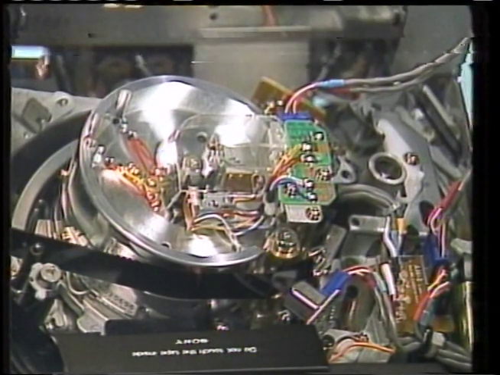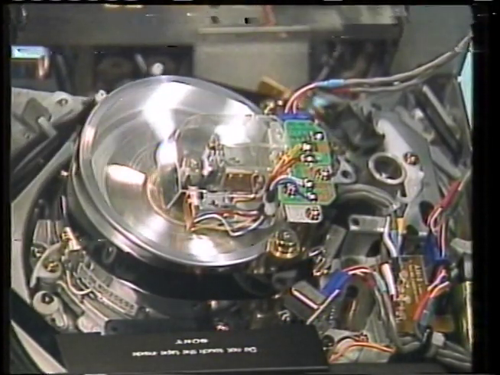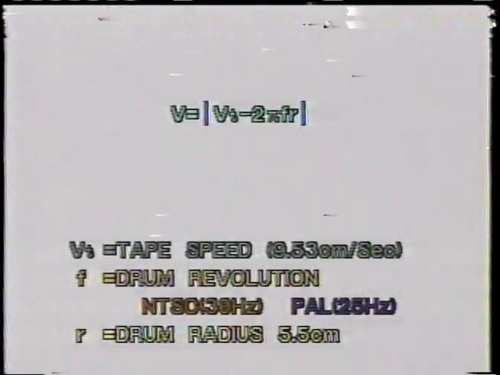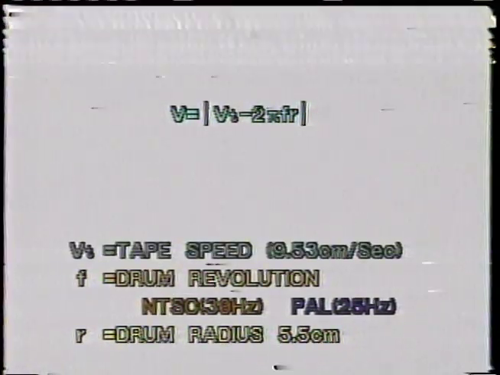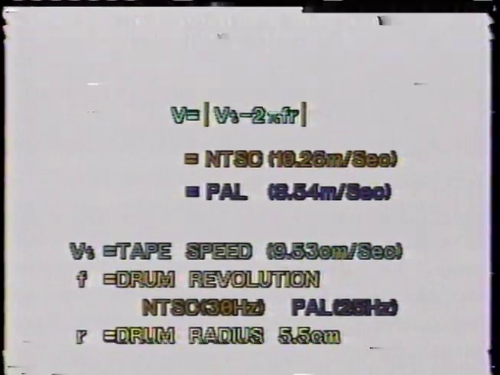Let us now compare the tape speed used in the U-Matic system with the relative tape speed. The relative tape speed V for the U-Matic system is calculated using the formula shown here when the tape direction and the direction of drum rotation are the same. Here VT is a tape speed of 9.53 centimeters per second. F is the drum rotation frequency, which is 30 Hz for NTSC or 25 Hz for PAL, and R is the drum radius, 5.5 centimeters. If these values are substituted into the expression, relative tape speed V becomes 10.26 meters per second for NTSC and 8.54 meters per second for PAL. Therefore, the relative tape speed is roughly 100 times the linear tape speed.